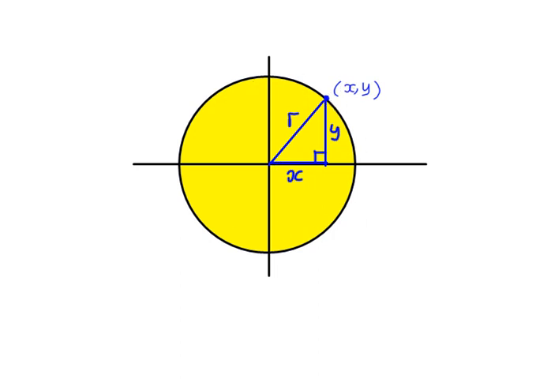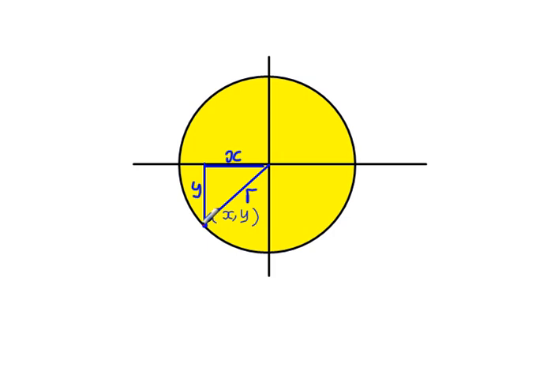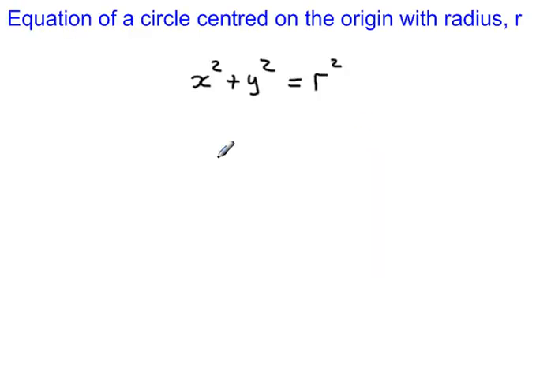So for instance, if xy was a point here on the circle, you've still got a right angle triangle. So this relationship between xy and the radius r holds for any point on the circumference of the circle. So this is the general equation of a circle that's centered on the origin. If the circle is centered at a point other than the origin, then this equation does not apply.